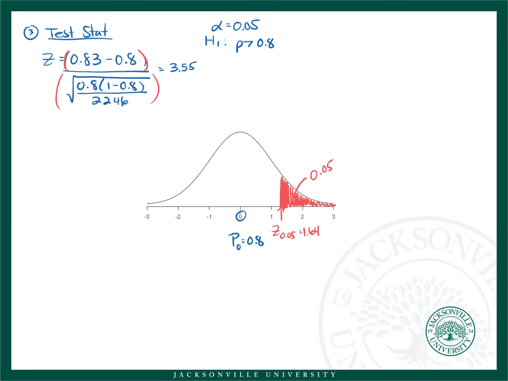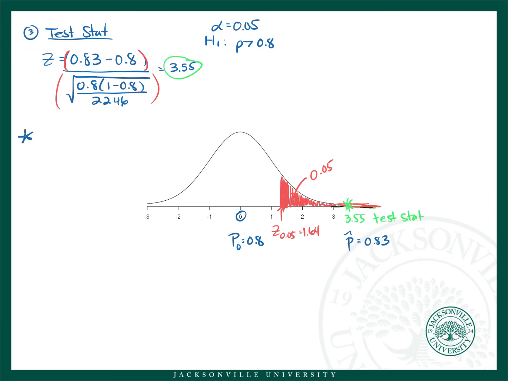And our test statistic, I'll use green here, is 3.55. So I can mark that here, 3.55. That's our test statistic. And hopefully you can see that it does fall in the critical region, okay? So it falls in the critical region. So that is our test statistic for our p-hat value of 0.83.